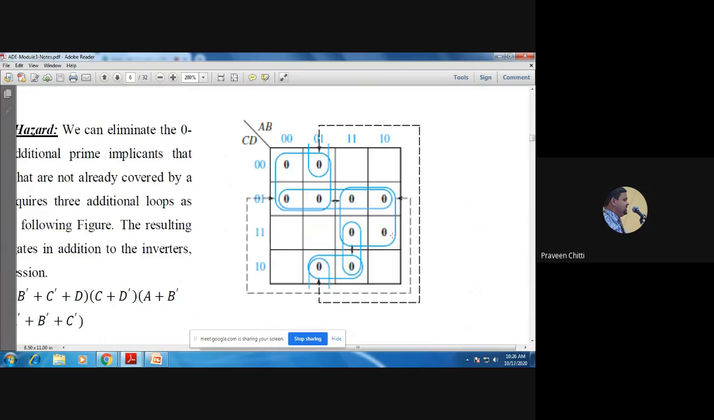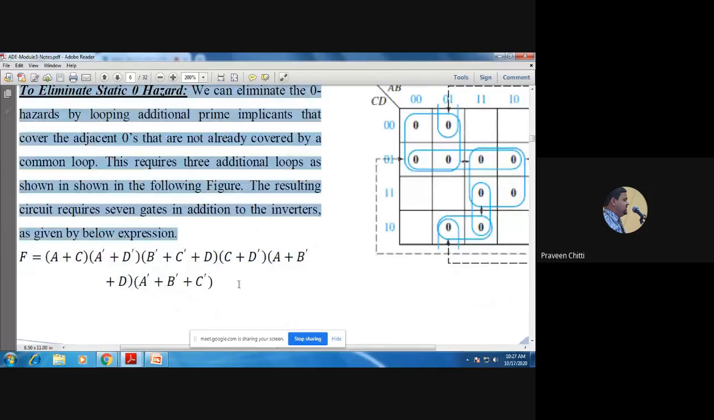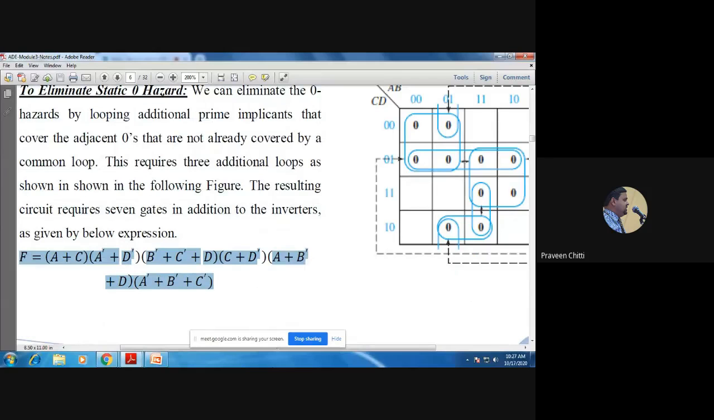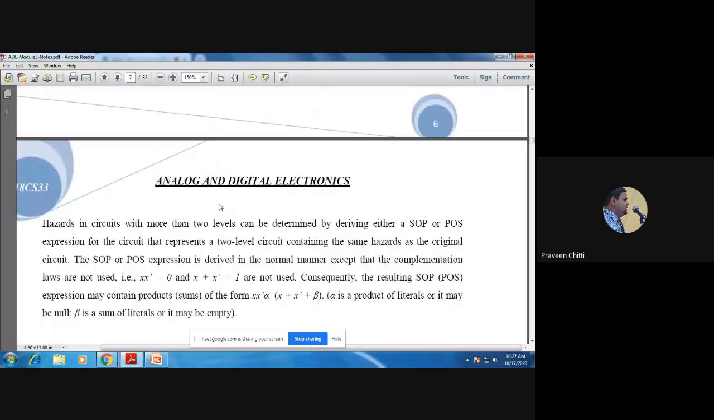But now how many groups do we have? Those three will be there as it is. In addition to that, one more chord and two additional pairs you need to add. And if you add those two additional pairs, then you get this expression, and this expression is said to have what? Static zero hazard free circuit. There will not be any static zero hazard in this particular circuit, right?